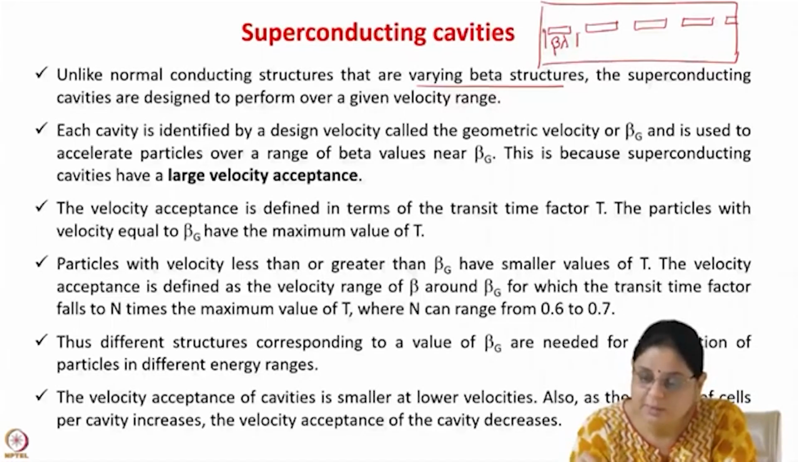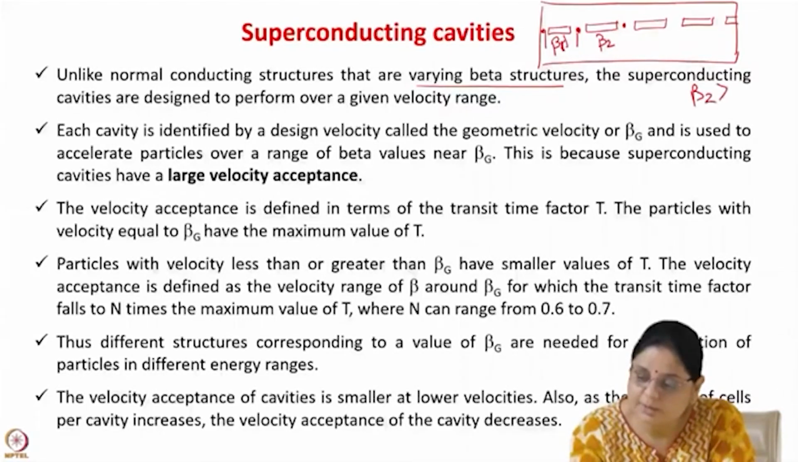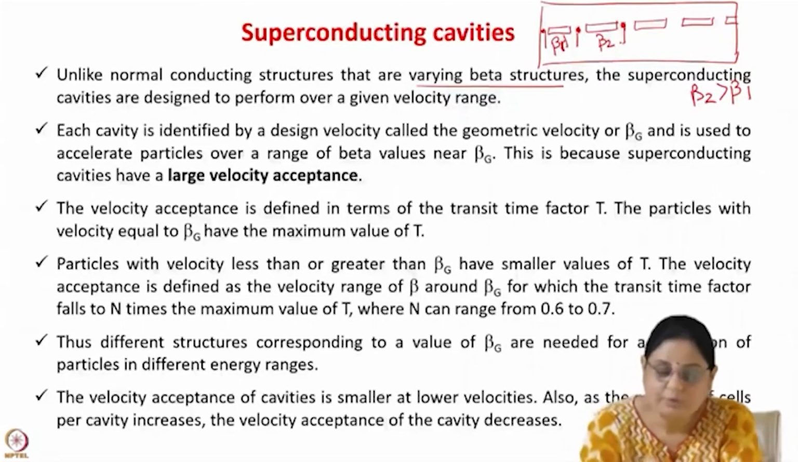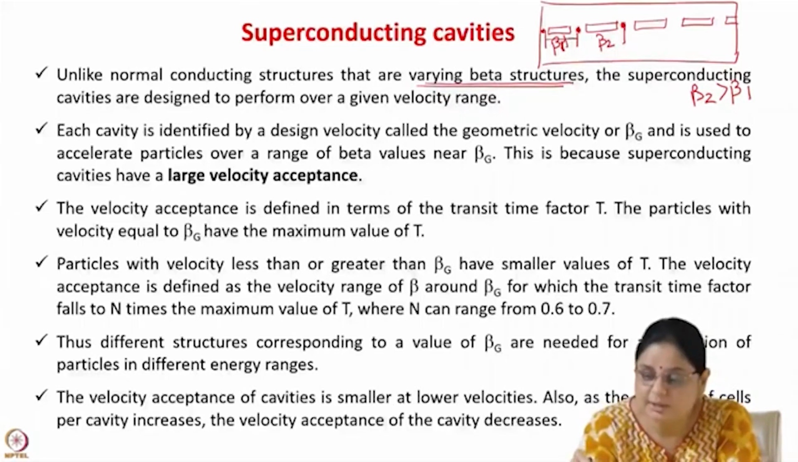Now the charged particle will gain some energy here and move from here to here. Again it will gain energy here and move from here to here. In this process, this beta is increasing. So if beta is beta 1 here, it will be beta 2 here, where beta 2 is greater than beta 1. Every time the charged particle gets accelerated, the beta increases. So normal conducting cavities are varying beta structures. Accordingly, the cell length increases in a normal conducting cavity.